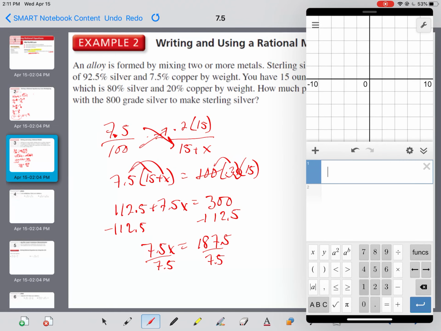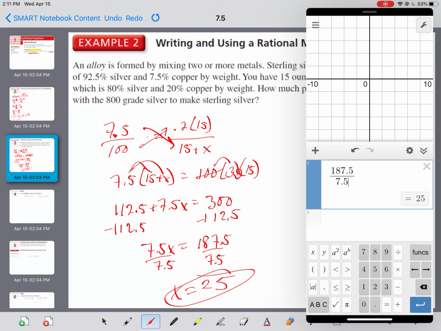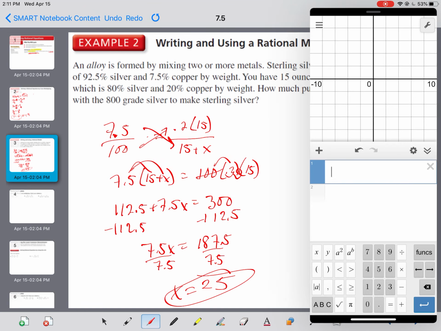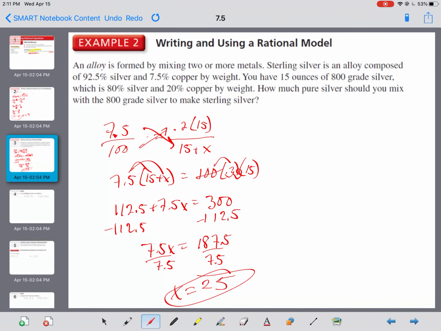7.5x equals 187.5. And divide by 7.5. That one I got to do. 187.5 divided by 7.5. X equals 25. We need 25 ounces of silver, pure silver, to add into the 800 grade silver to make it sterling silver. That's what we would do.